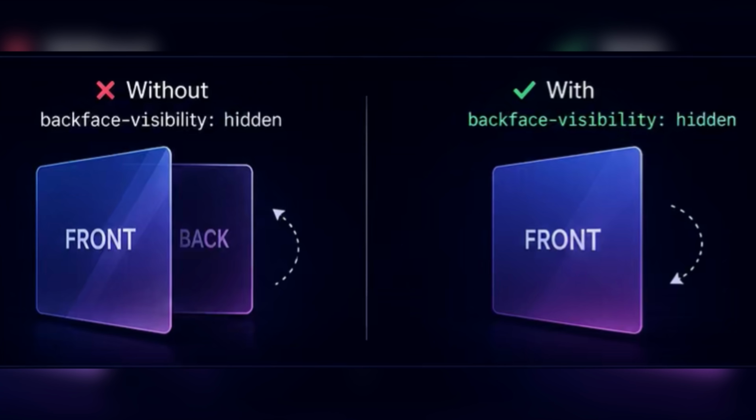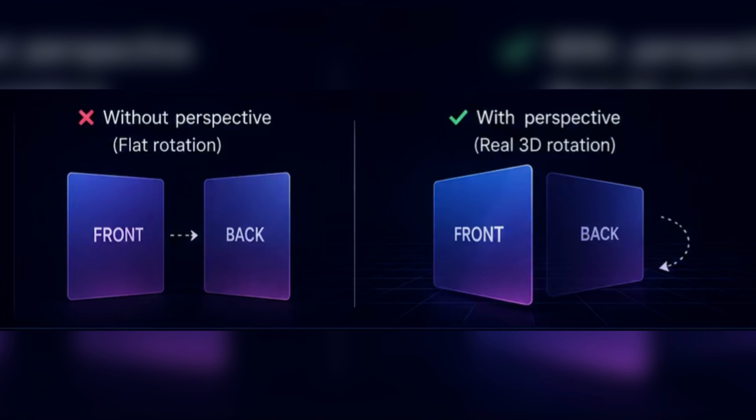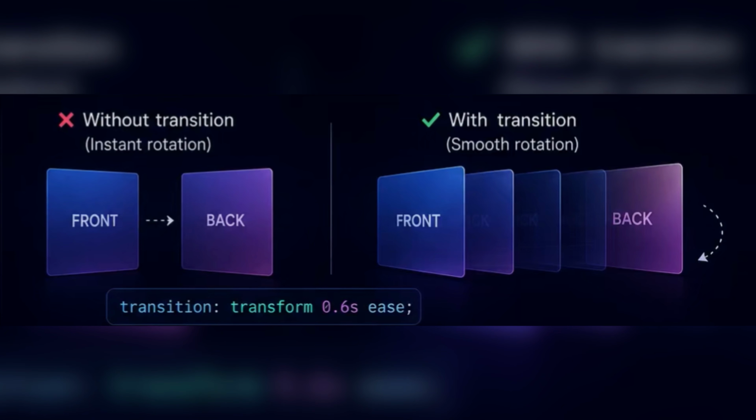To prevent the back of each side from showing, we apply backface-visibility: hidden to both front and back. And then, to create a real 3D effect, we add perspective to the parent card. And finally, we use transition on the inner container to make the rotation smooth and natural.